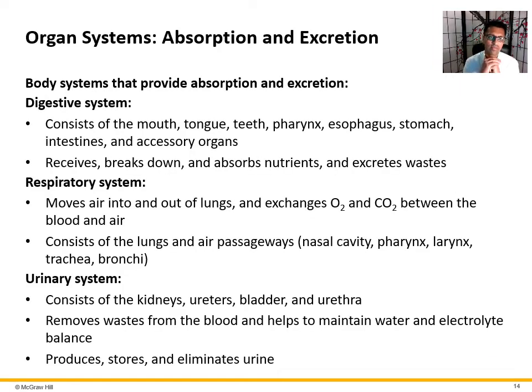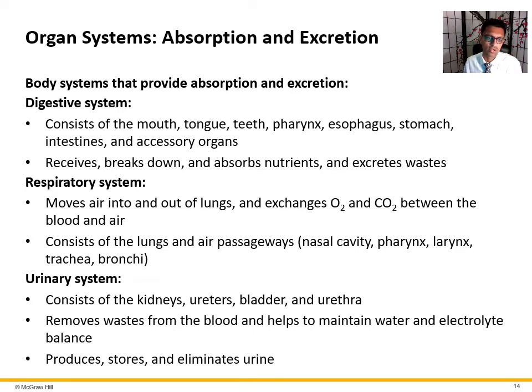The digestive system, of course, consists of the mouth, tongue, teeth, pharynx, esophagus, stomach, intestines, and accessory organs. It breaks down and absorbs nutrients and excretes waste. We don't spend time on the digestive system in this class. We focus most on musculoskeletal, respiratory, and cardiovascular. The respiratory system moves air into and out of the lungs and exchanges oxygen and carbon dioxide between the blood and the air. It consists of the lungs and air passageways: nasal cavity, pharynx, larynx, trachea, bronchi. And we spend quite a bit of time on this a little bit later.